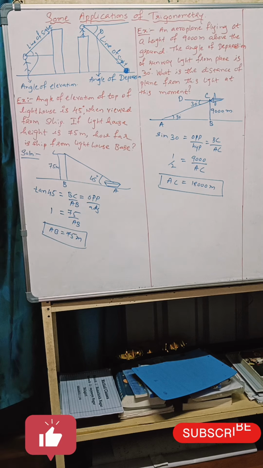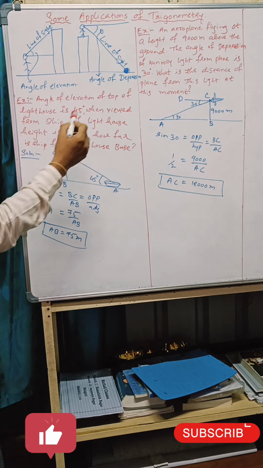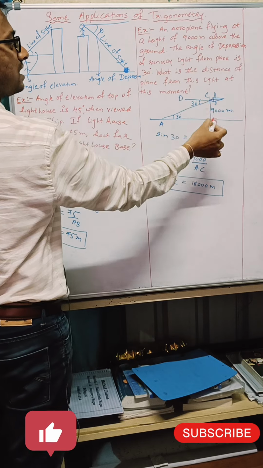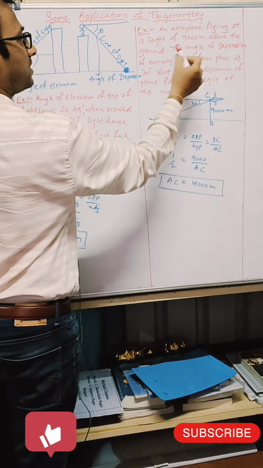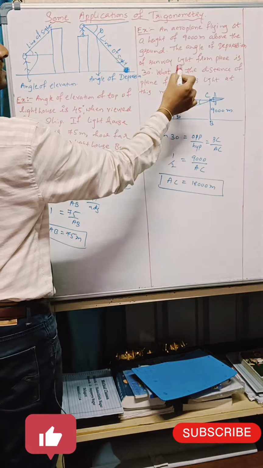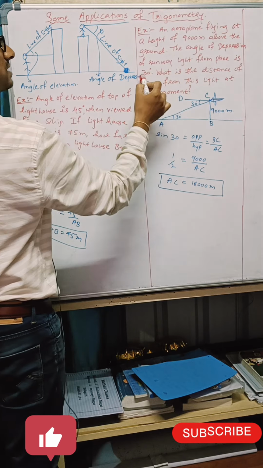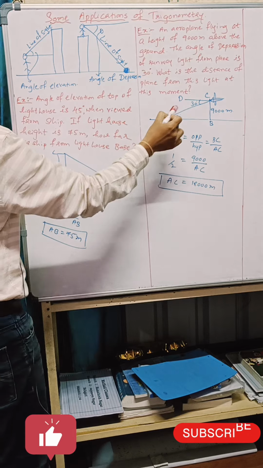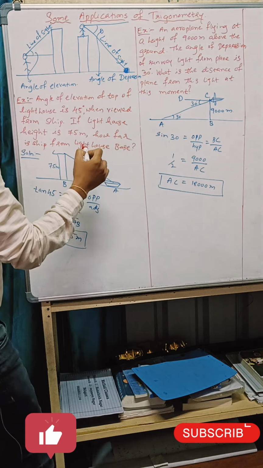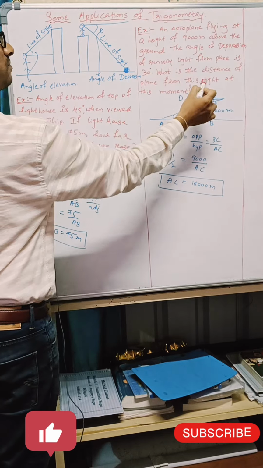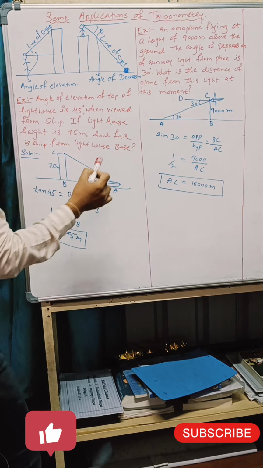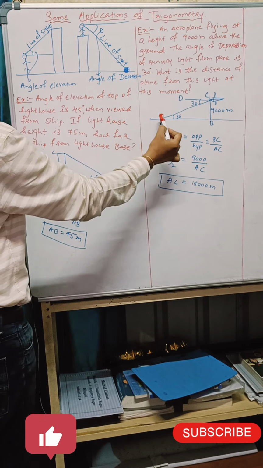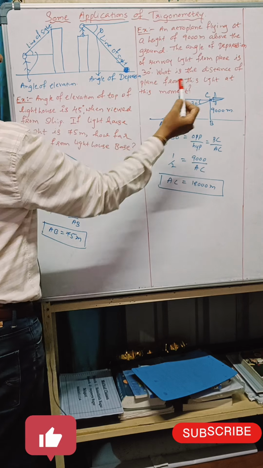That is, the distance between the base of the lighthouse and the boat is 75 meters. Now we can discuss another example. An aeroplane is flying at a height of 9000 meters above the ground, and the angle of depression of a runway light from the plane is 30 degrees, meaning the angle between the horizontal and the line of sight is 30 degrees. What is the distance of the plane from the light at this moment, that is AC, that we have to calculate.